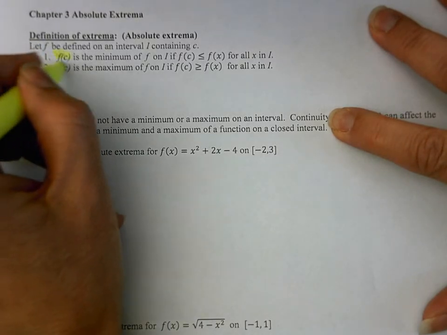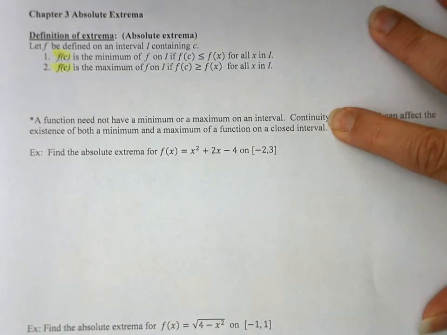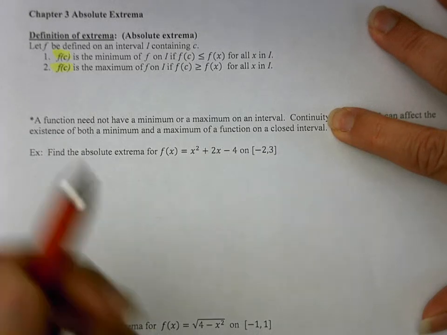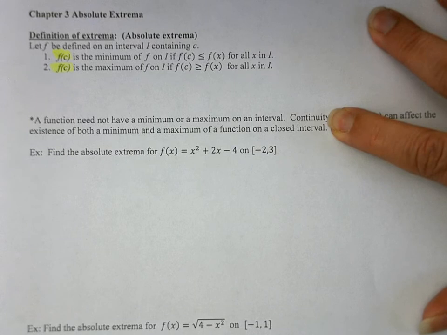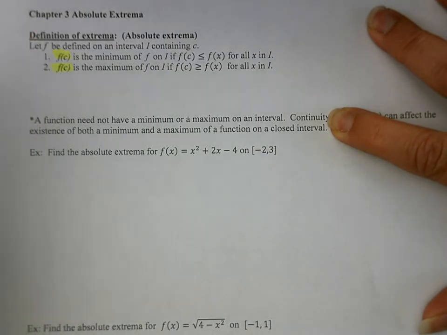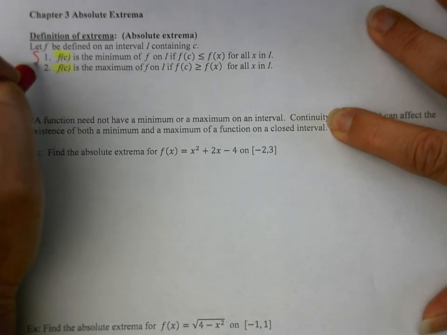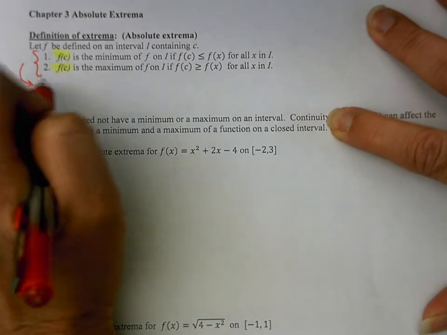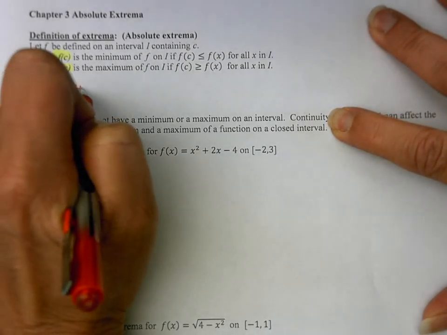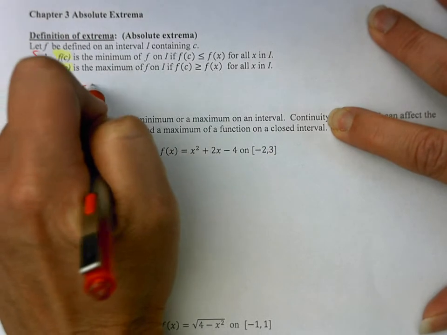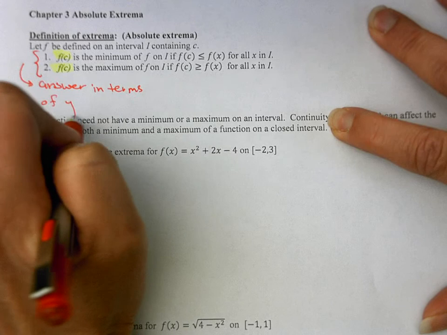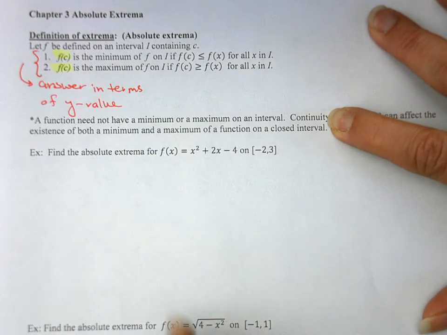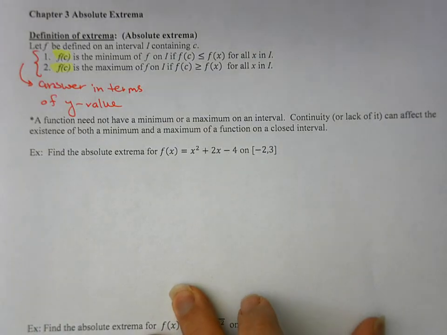And then one thing to take note of is the fact that they're referring to f of c as our minimum, f of c as our maximum. So that means that we always want to answer in terms of y unless they specifically say otherwise, okay? So if they ask you what is the minimum, what is the maximum, you should be saying it's at this particular y value.